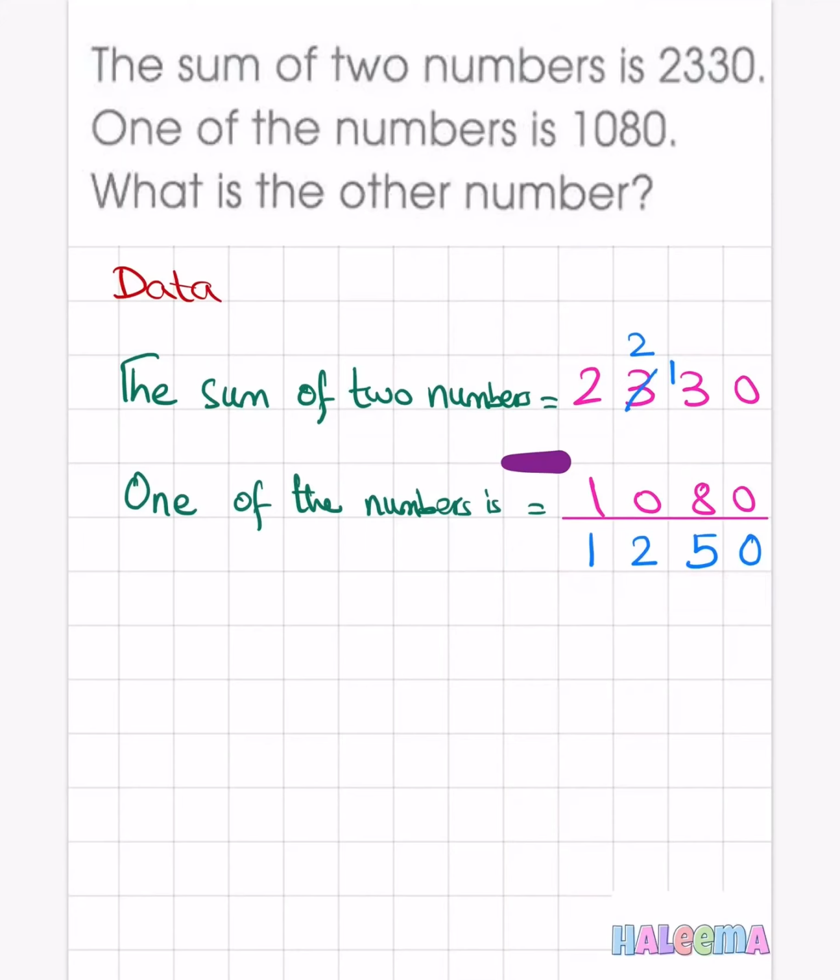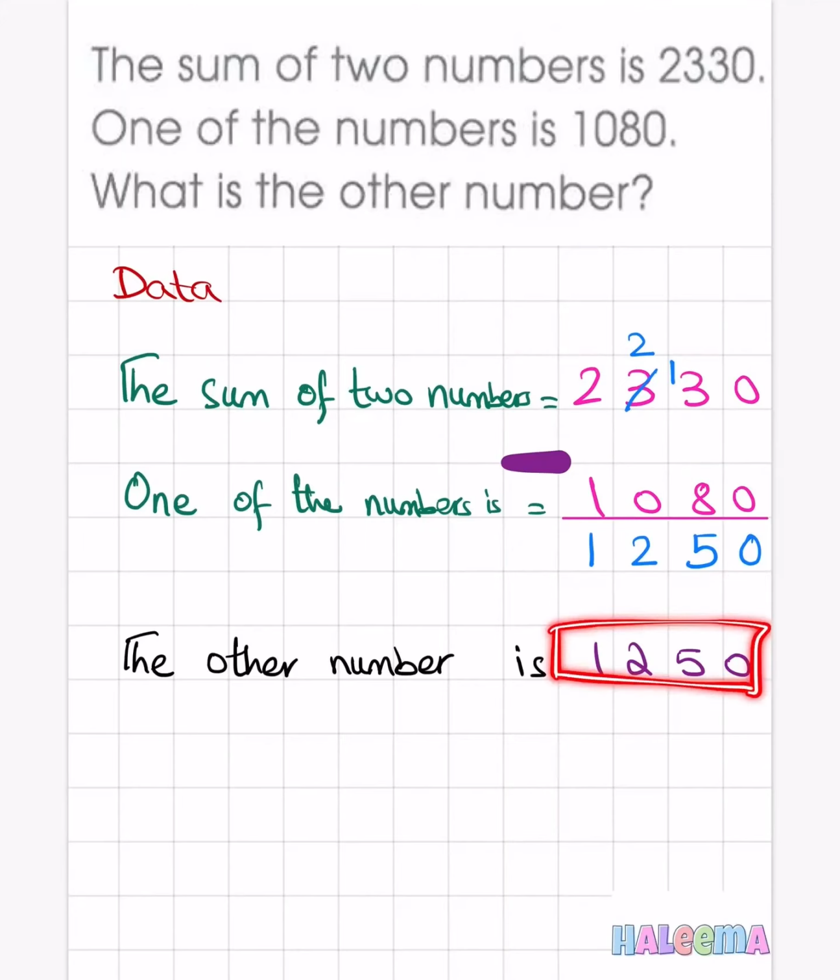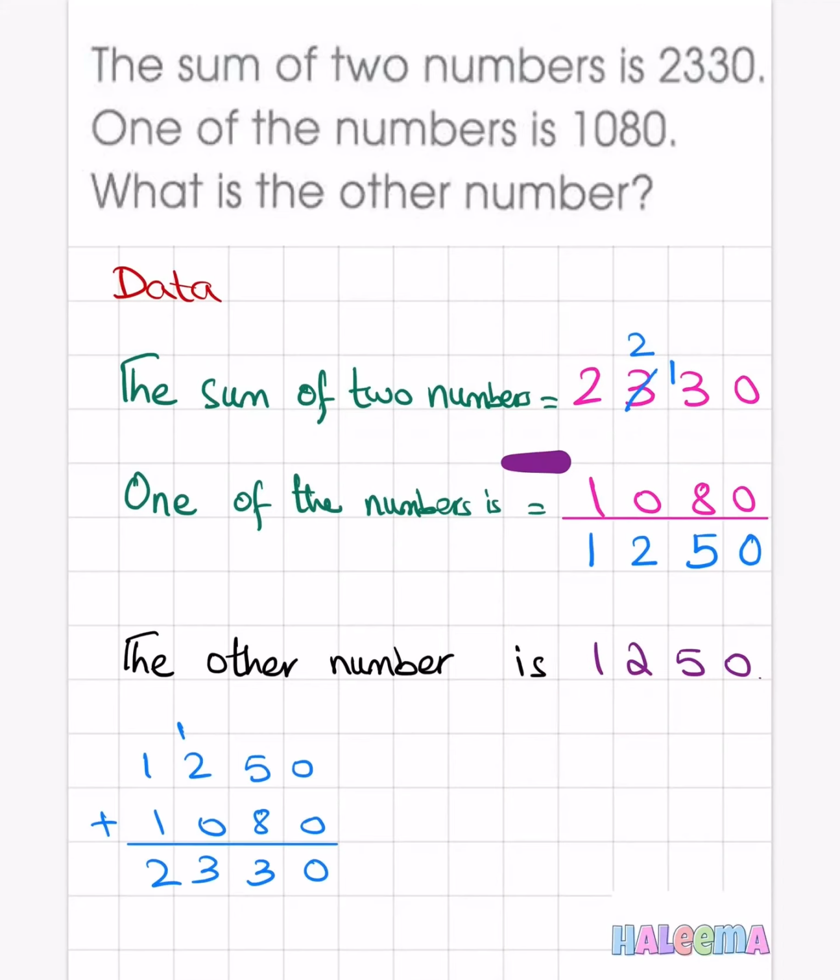In the last step, we have to write the statement. So finally, we've found the other number, which is 1,250. If you want to verify, you can check that 1,250 and 1,080, the two numbers, make 2,330. The sum of two numbers is 2,330. This is exactly what we've got, right?